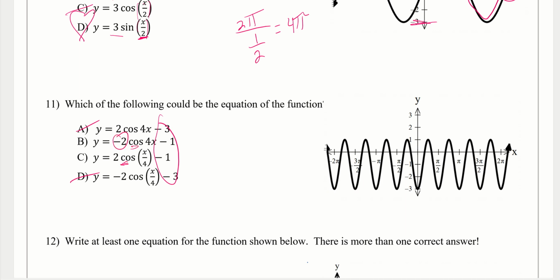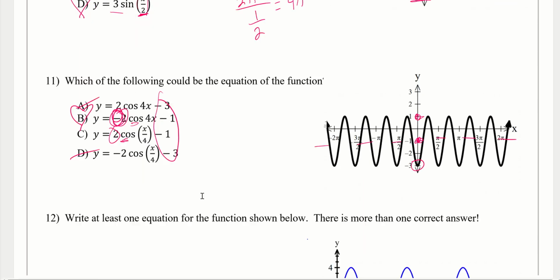Now cosine, okay, that doesn't help me. Oh, this might help me, right? So at 0, and my midline here is at -1. Again, at 0, typically cosine goes up. All right, so typically cosine starts positive, but this time it goes down. So that tells me that I want that reflection. So that's going to be B.